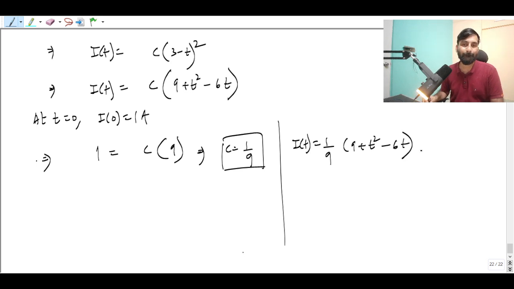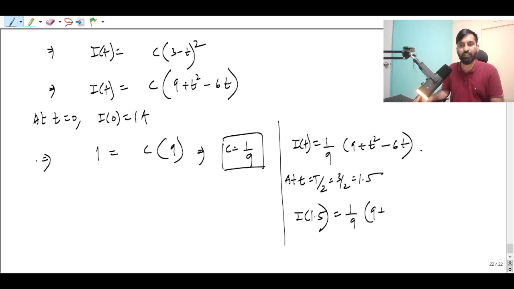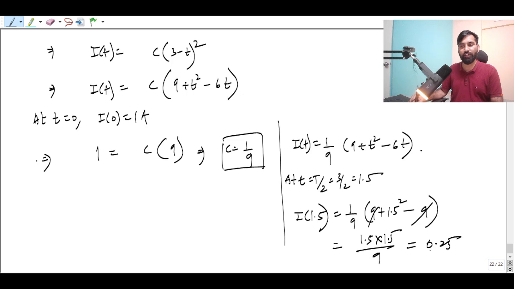Now what they want is at t equal to 3 by 2, which is 1.5. So what is this? I at 1.5 is going to be 1 by 9 times (9 plus 1.5 squared minus 6 into 1.5), which is 9 only, so you just cancel this. So it is nothing but 1.5 into 1.5 upon 9, which is nothing but 0.25 ampere.